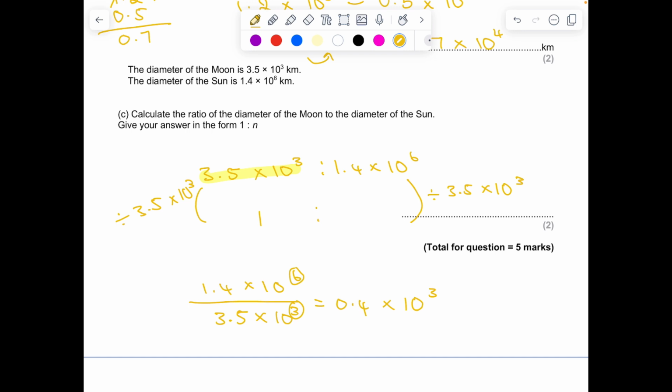So 0.4 times 10 to the power of 3. If we move the decimal point once, and then we move it a second time and a third time, that's going to give us 400. So it's 1 to 400. That is your answer. So 1 to 400. Okay, so turn it into a normal number.